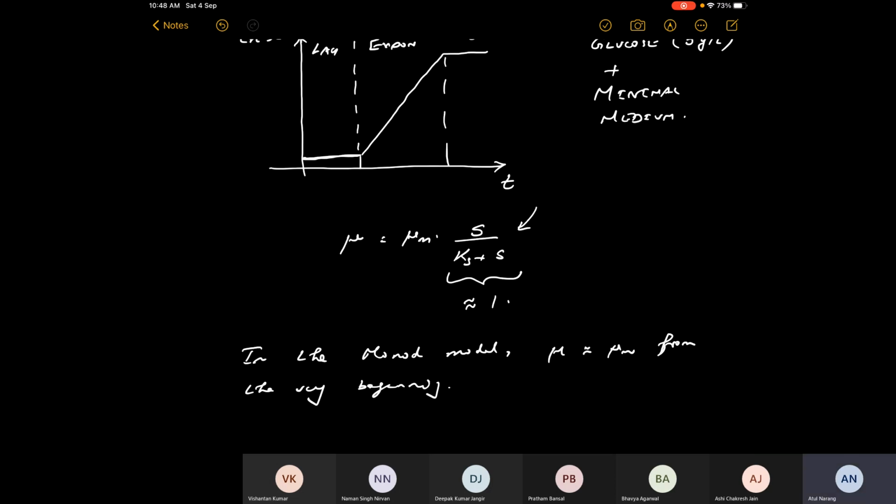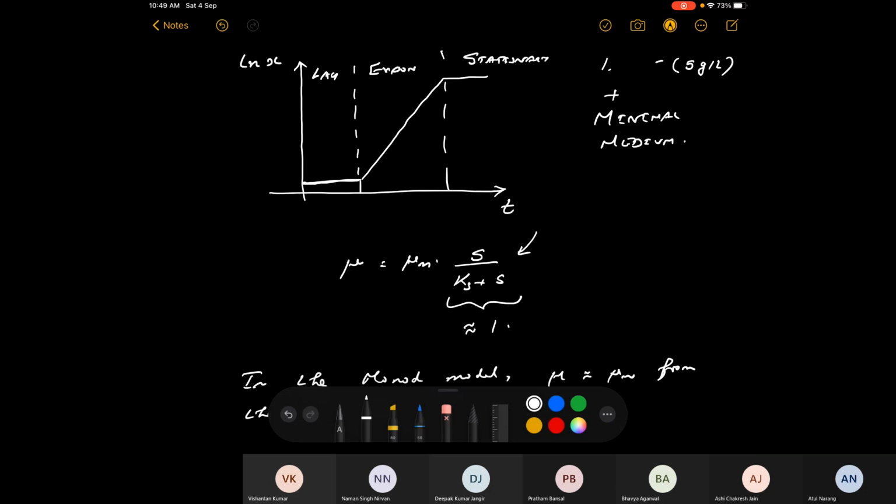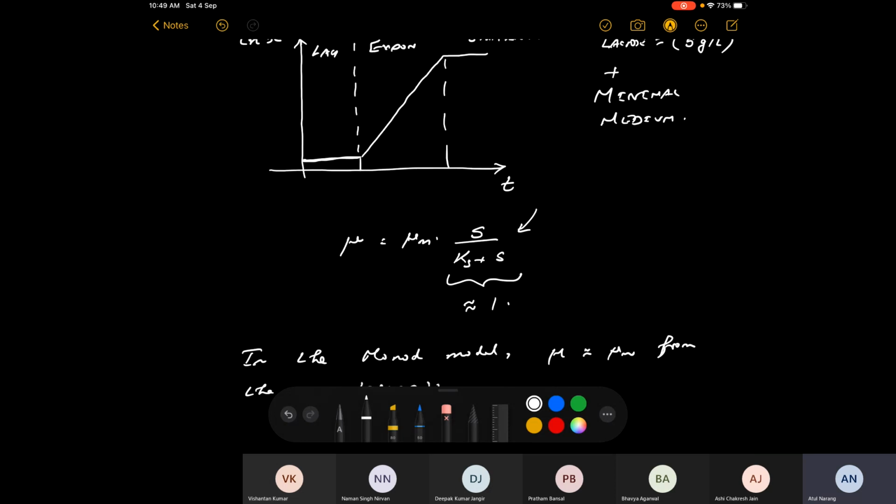Actually, if you want to make the thing even more precise, replace this by lactose, which you kind of understand from your mol bio course. So basically, if you take the cells and suddenly put them into lactose, then you have to make these enzymes. You have to make beta-galactosidase, you have to make the permease. These enzymes have to be made. So the lag phase is the period during which enzymes are made.